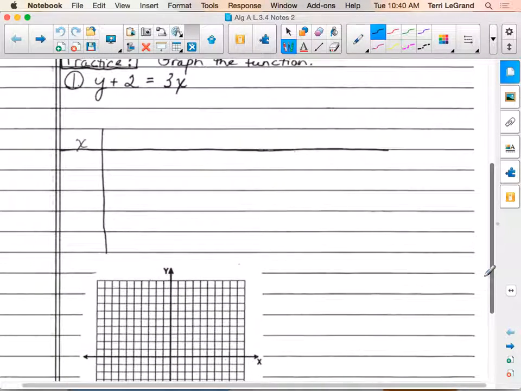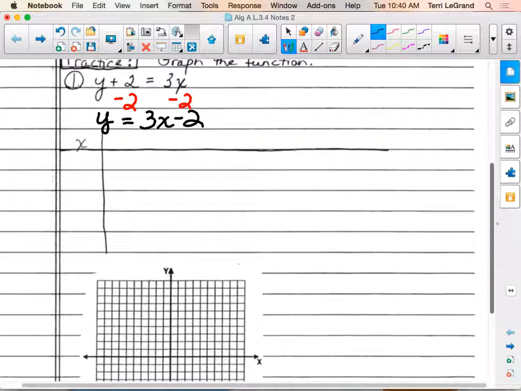y plus 2 equals 3x. First decision we need to make is, is it solved for y? Does it have y alone so that we know what the function rule is? No, it isn't, is it? So what should we do to this first? Subtract 2. So our first move is to get y by itself so we know what the function rule is. So we now have y by itself, and the function rule says take 3 times the x value and subtract 2, and you will get the y value.